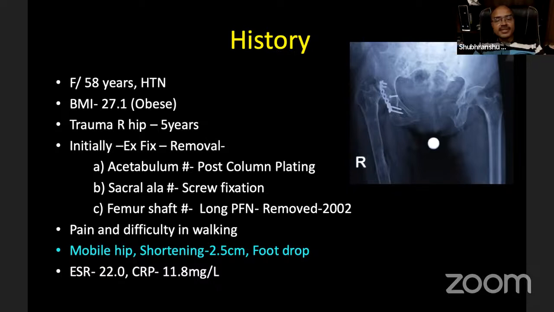But in the first sitting, we removed the nail and the sacral screw in 2020. Then we discharged the patient, but the patient had pain and difficulty in walking. On examination, when she presented to us afterwards, the hip was mobile, and there was shortening of about 1 inch, and there was a foot drop which was there from the beginning of the injury. ESR 22, CRP 11.8, and that is the X-ray which is showing pelvic diastasis.